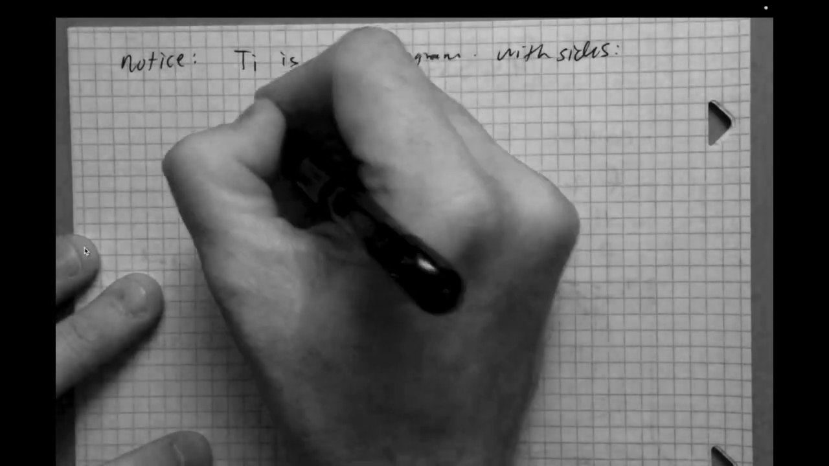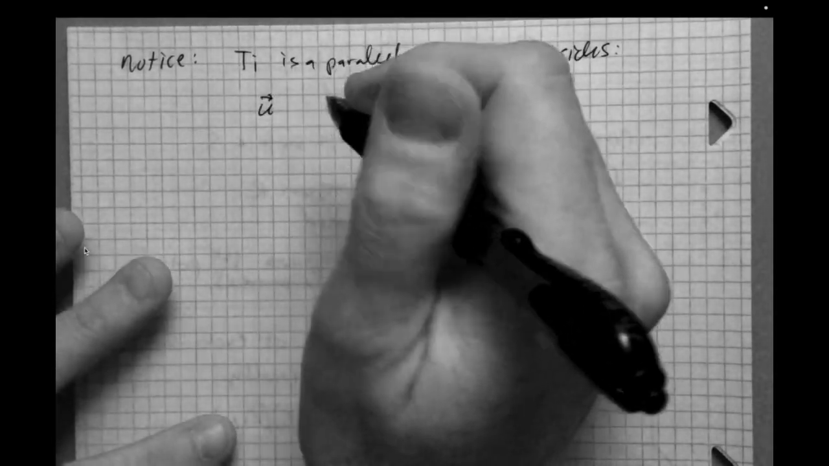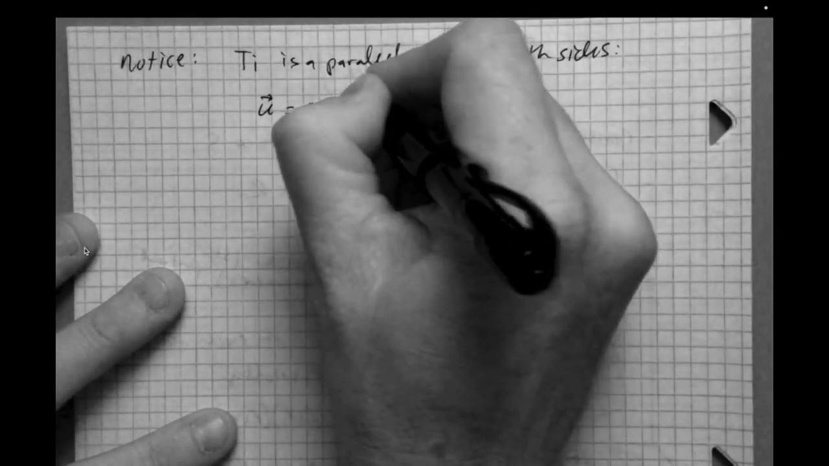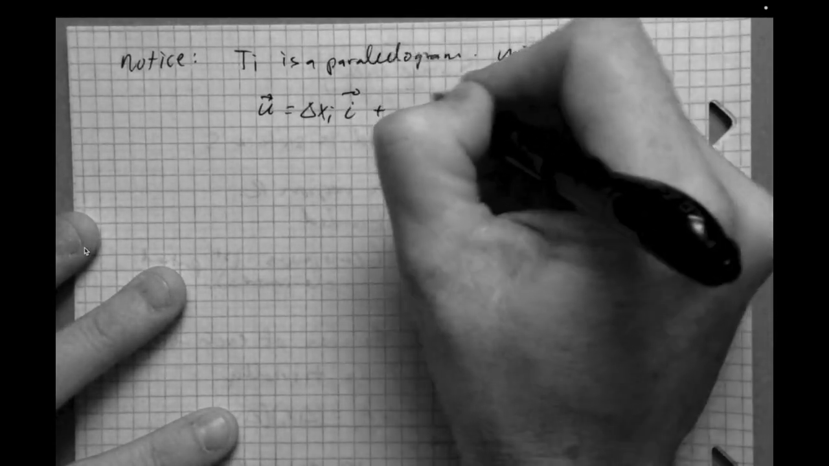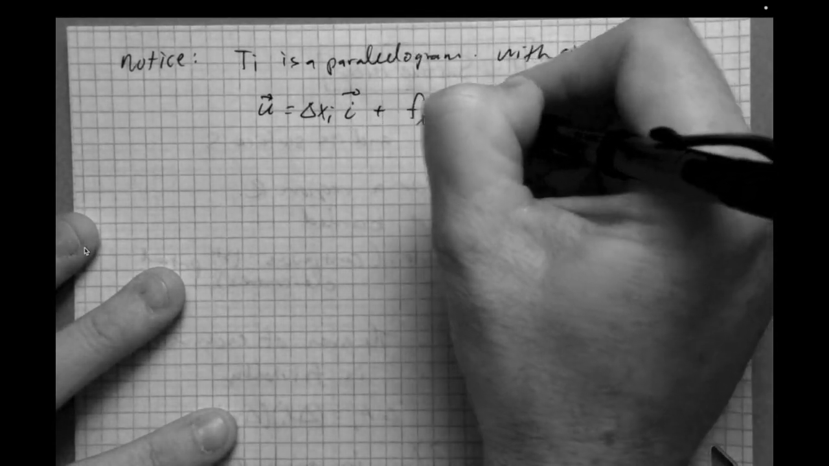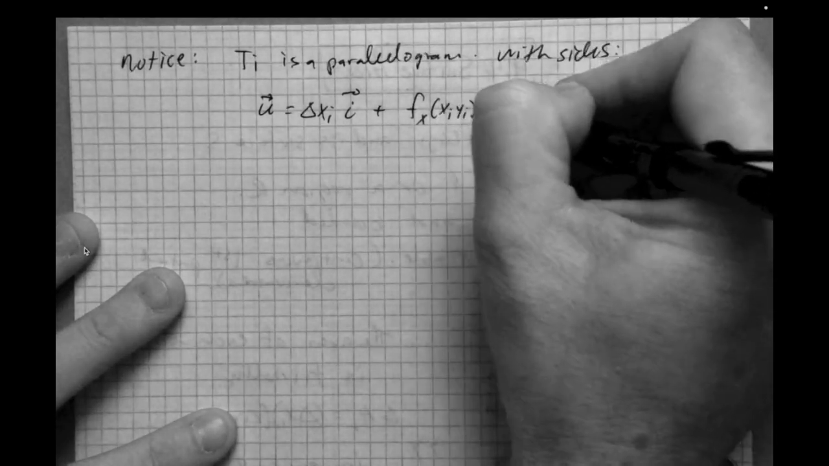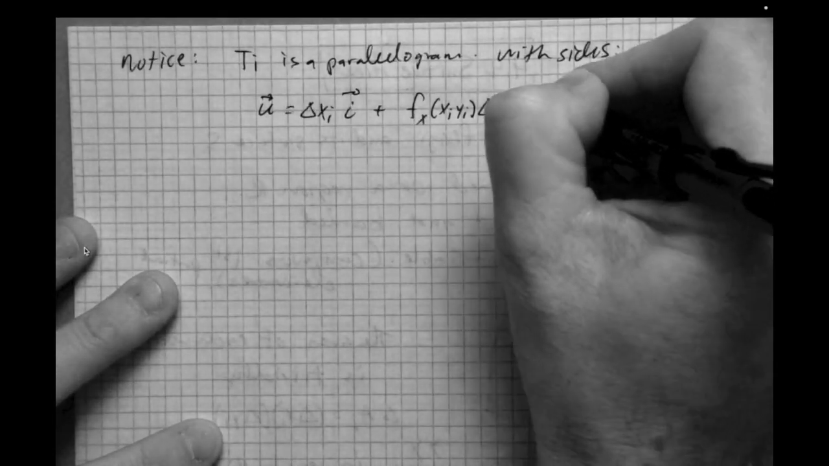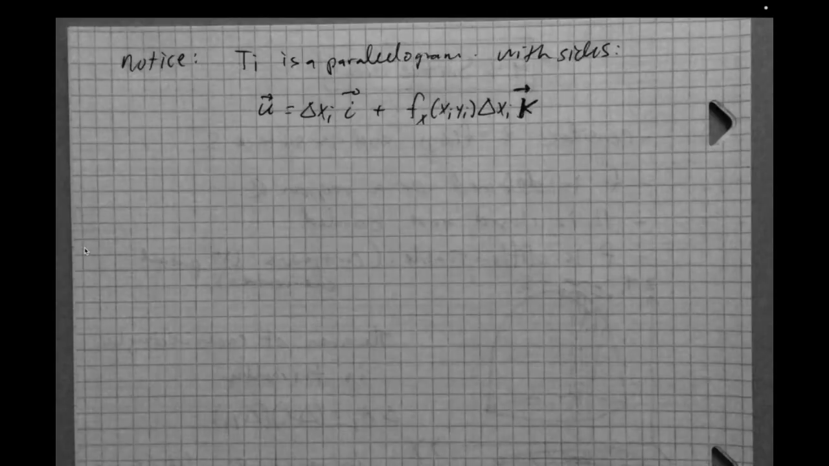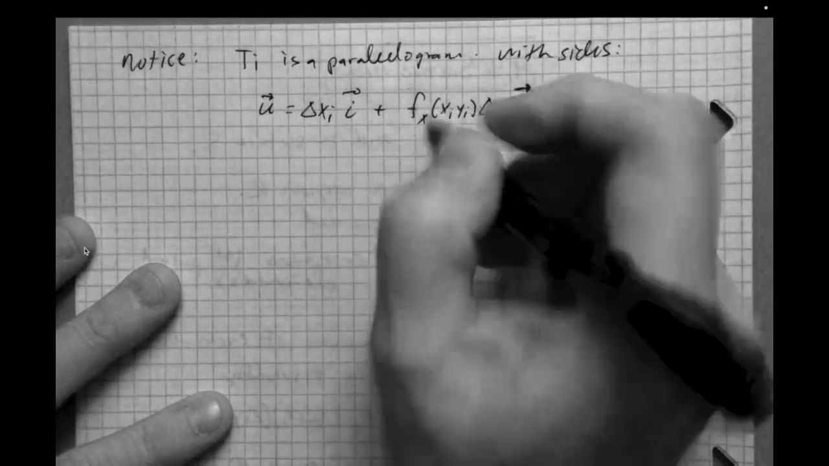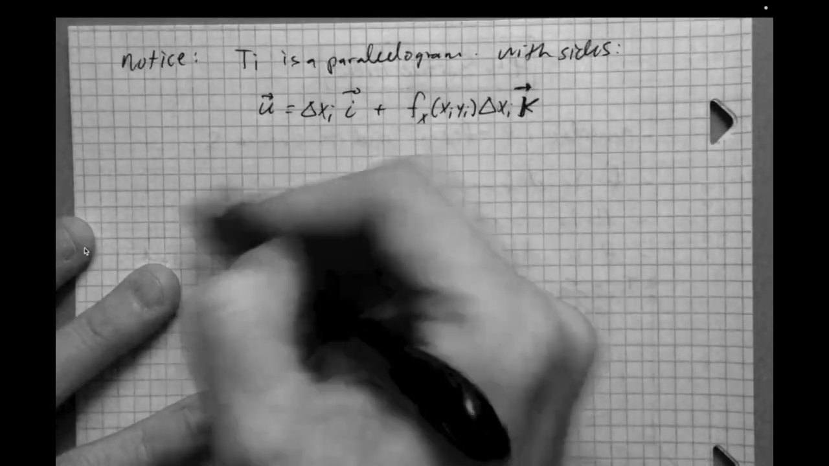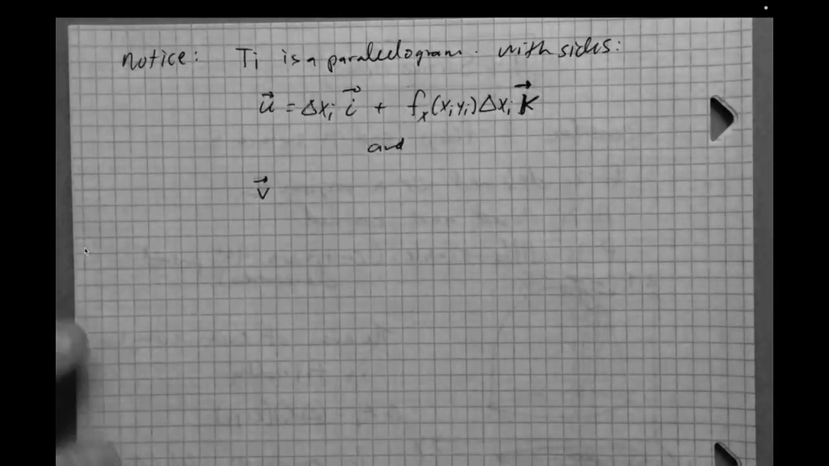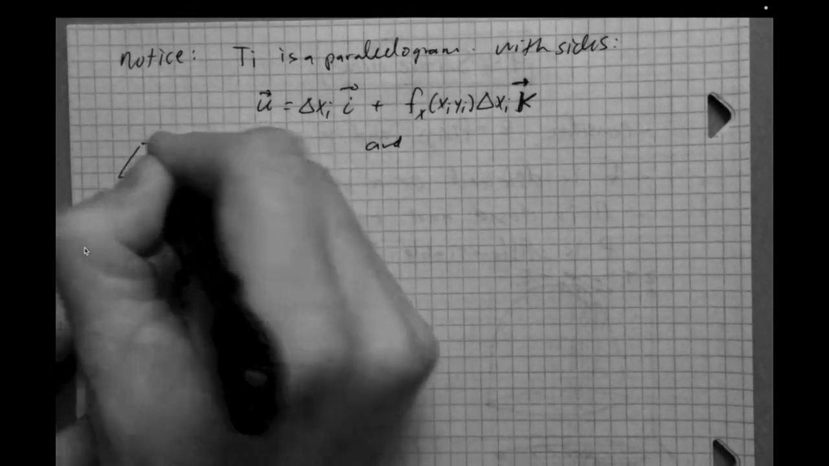Right, the sides of the parallelogram can be identified. We'll call one of them U, and it's going to be equal to delta xi in the i direction plus f sub x at (xi, yi) times delta xi in the k direction. And the other side, maybe this is the long side of the parallelogram, the short side, which maybe we'll call V. Again, long and short doesn't matter. Parallelograms will tend to have opposite sides.